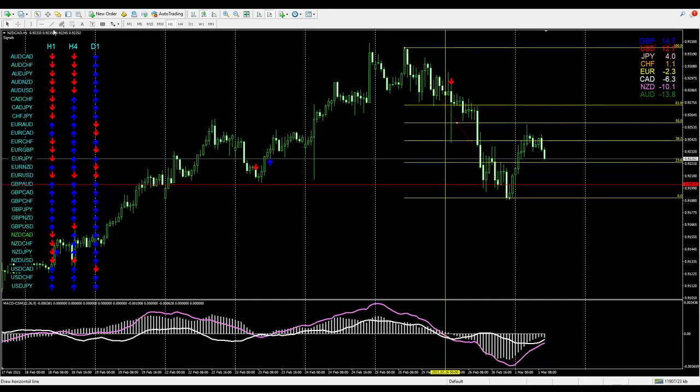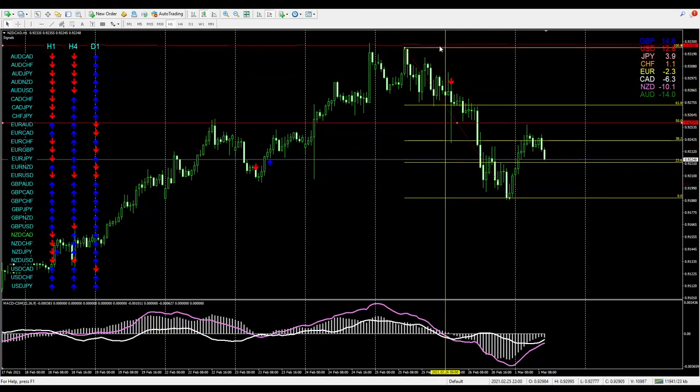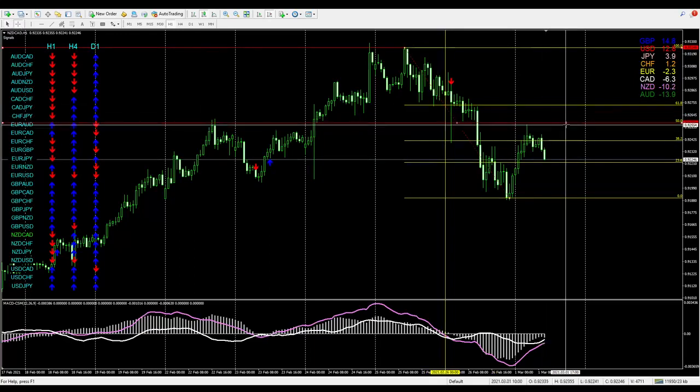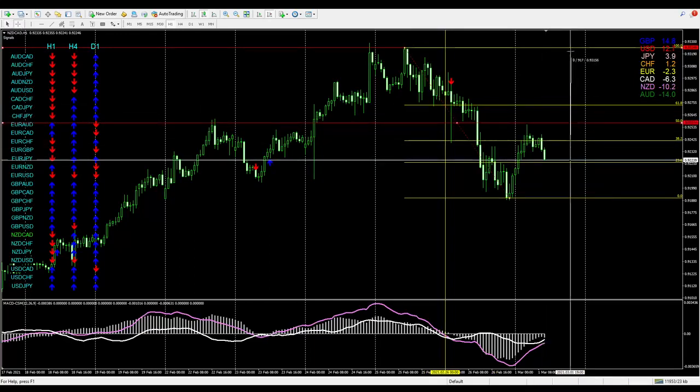And as of now, NZD CAD is below 50 Fibonacci. It's still below 50 Fibonacci, and once it gave us a buy signal on NZD CAD, you guys can enter the trade already, because this is a good setup for this week. So we could at least have around 100 pips take profit for NZD CAD.